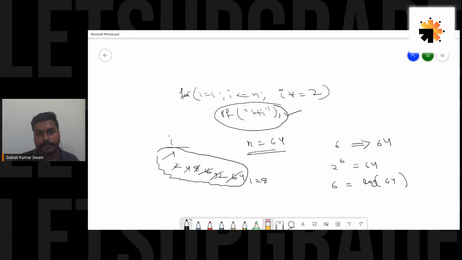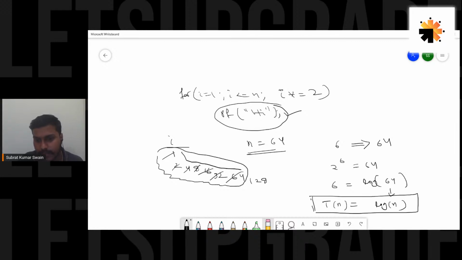Got it? Okay, fine. In the first step we reach 2, in the second step 4, third step 8, then fourth, fifth and sixth. In 6 steps we reach 64. So 6 is nothing but the log of 64, and 64 is n, since we assumed the value of n as 64, so log n. And 6 is the number of steps, which I said is nothing but time complexity, so this is T(n). We found out that it is log of n. You can say it is big O of log n, logarithmic.